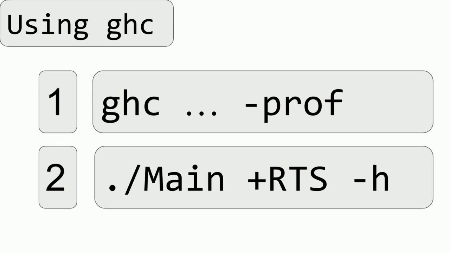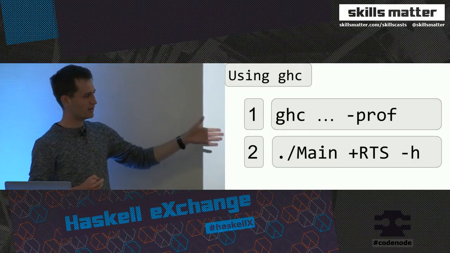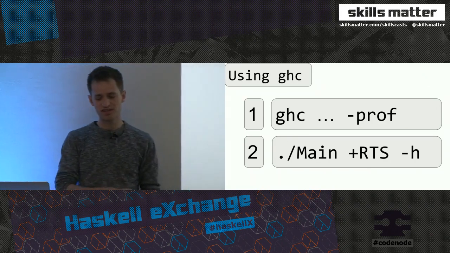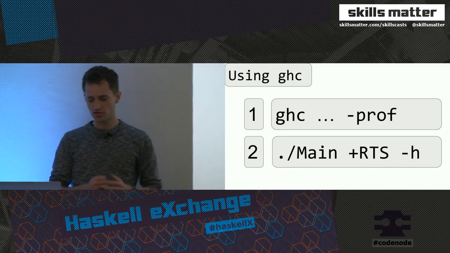So in order to generate the profile we saw before, you firstly compile your executable with -prof, and then if it's called main, you run it with -h, and that will produce a .hp file, which you can turn into one of these graphs that we've seen before.